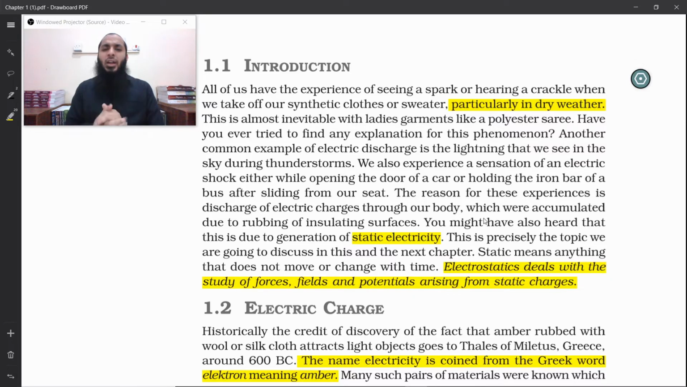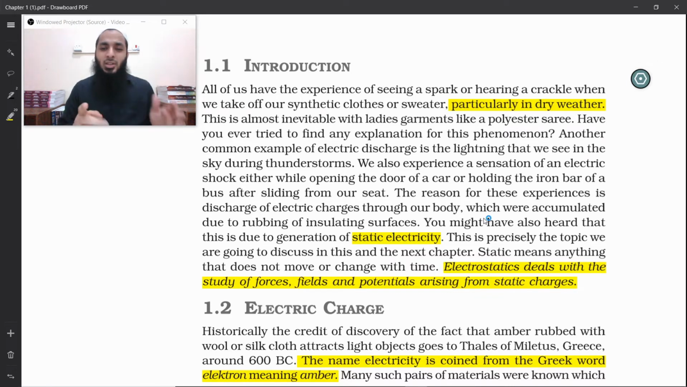Now, this spark and this crackle that you hear is not due to the formation or accumulation of these charges. It is due to discharge. That is, the charges which have accumulated on your clothes get discharged. How? When you are removing the cloth, or in these cases, it conducts through your body, because your body is a very good conductor, so these charges get discharged through you to the ground. So that's how you hear this spark or crackle.